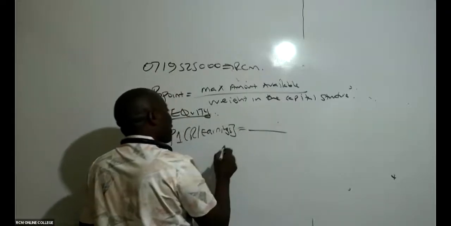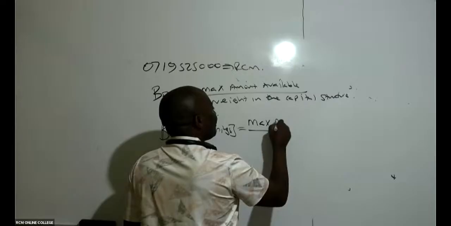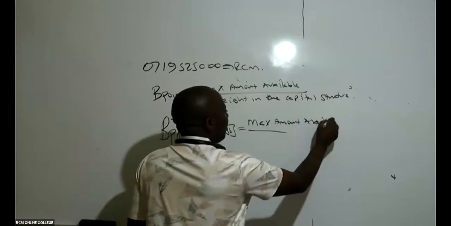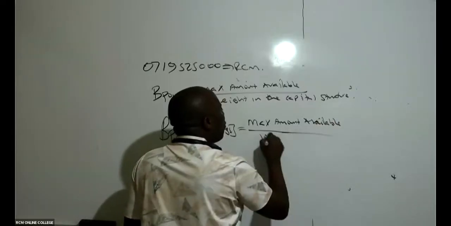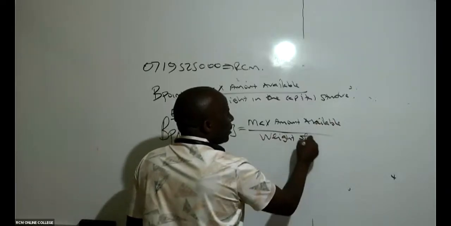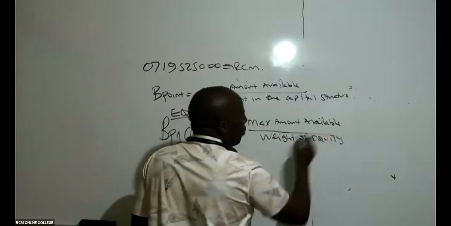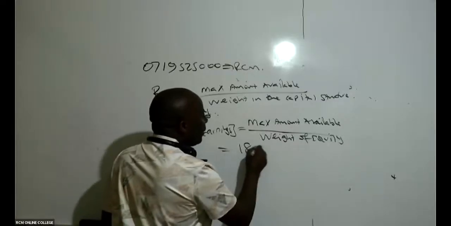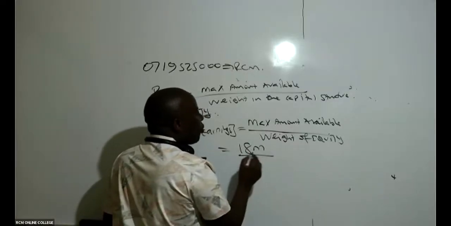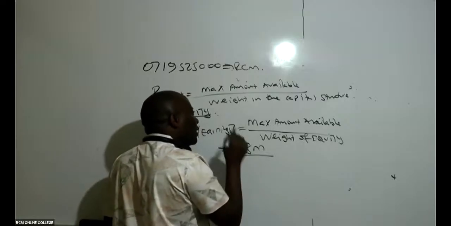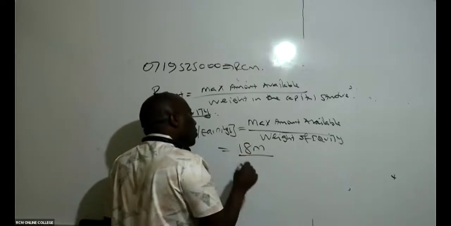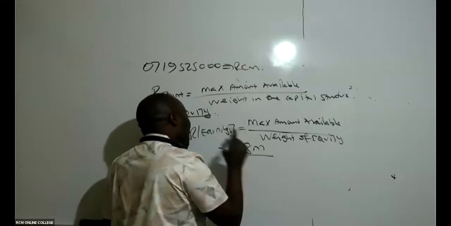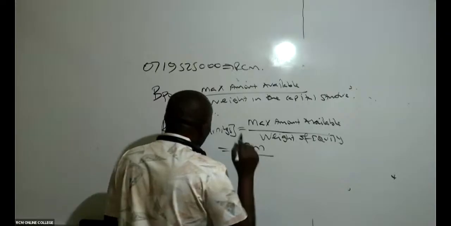So this breakpoint will be the maximum amount available, divided by the weight of equity. Because you see, retained earnings is an equity component, and you're saying that for retained earnings we have 18 million. So we divide this 18 million by the weight of equity in the capital structure. Is there someone who can remind us what the weight of equity in the optimal capital structure was, 0.4 or 0.6?